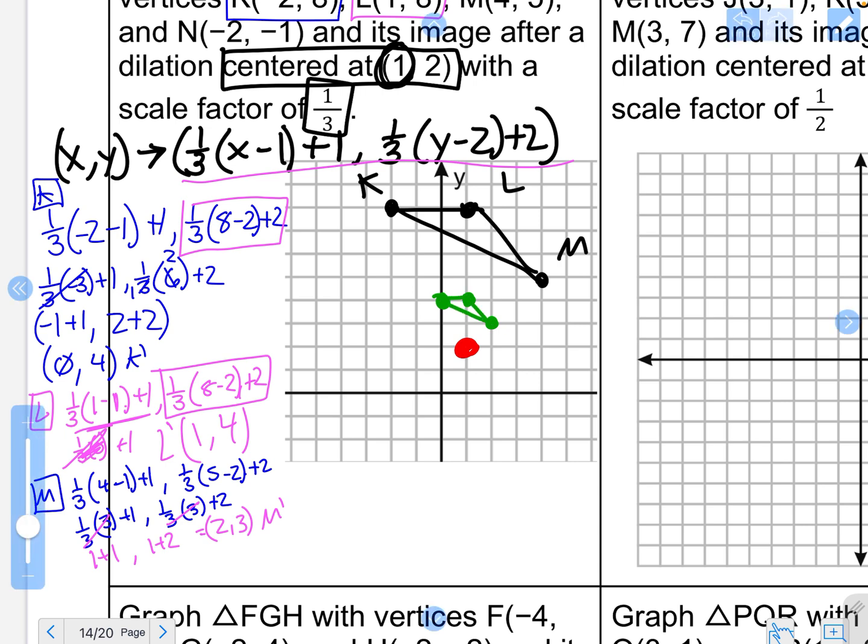So it's definitely a reduction. It's definitely smaller. And then let's just perform our last test to make sure that if we draw a straight line, it goes through both points. All right, so we are in good shape there.